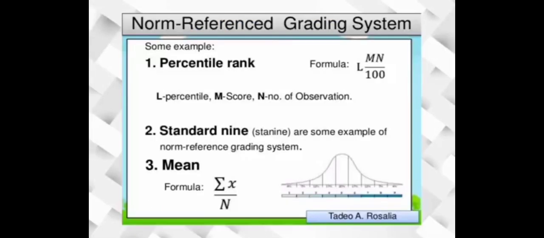Now let's move forward and discuss some examples. Here are some examples of norm reference grading. First is the percentile rank. The formula for percentile is L = (M/N) × 100, where L is the percentile, M is the score, and N is the number of observations. The second one is the stanine, or standard nine, and the third is the mean.